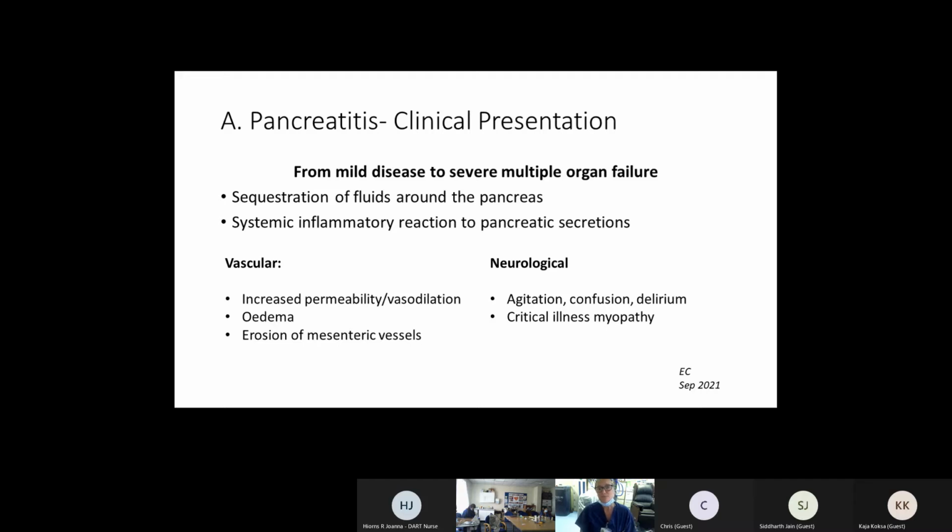Neurologically, well, the very general signs and symptoms, most of them related to the hypotensive and ITU, like agitation, confusion, and delirium. And of course, we can and frequently have a critical illness myopathy, not because of the pancreatitis, but because the patients stay very long times in ITU and they don't move and so develop this problem.